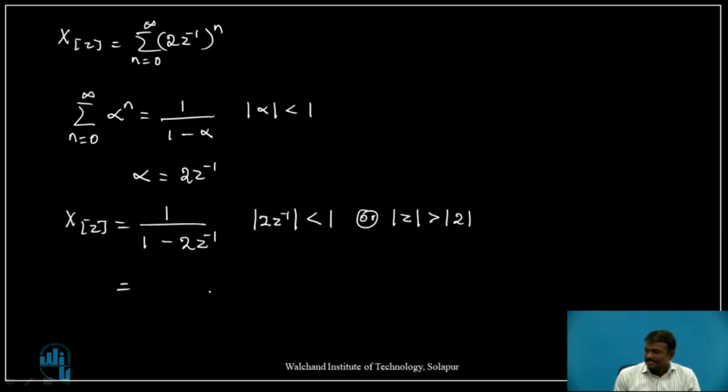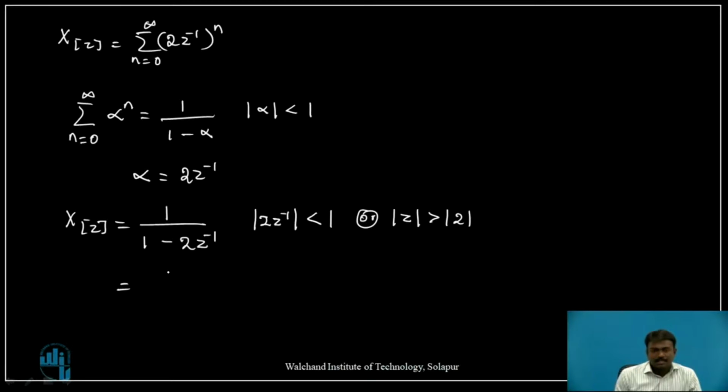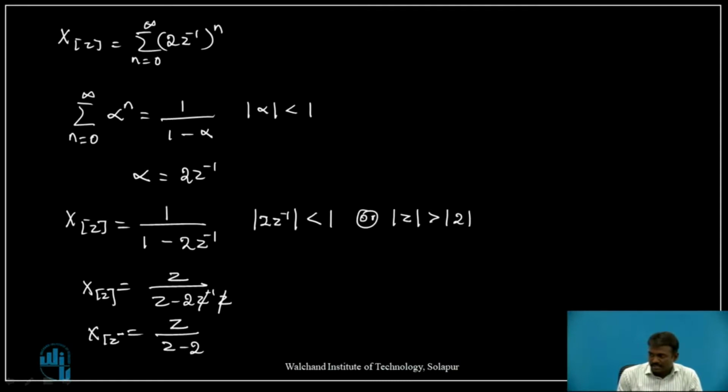Okay. Further, this can be simplified by multiplying both numerator and denominator by z here. So by multiplying numerator and denominator by z, x of z can be written as z divided by z minus 2z inverse into z. So this z and z inverse will get cancelled. So this can be written as z divided by z minus 2. This is our x of z, and this is valid if mod z is greater than mod 2. Okay. So now let us plot the ROC on the z plane here.